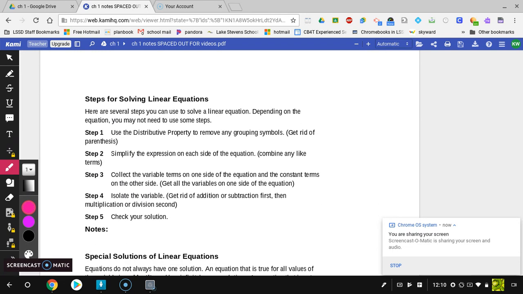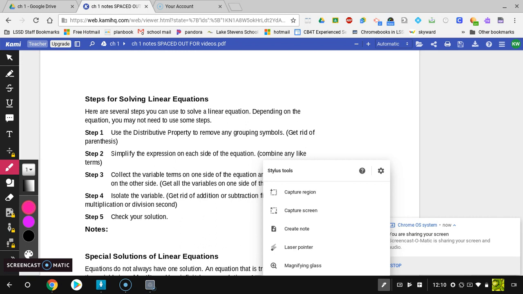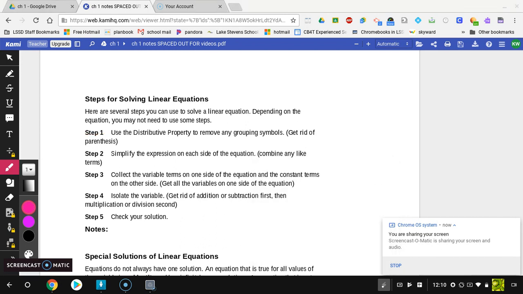So moving on to solving equations. There are several steps that we are going to be using to solve our equations. Depending on the equations, you're going to skip some of these steps. So let's see. Step 1, we're going to use the distributive property. So anytime you've got parentheses, you want to get rid of those first. The next thing you're going to do is simplify the expression on each side of the equation. In other words, you're going to look to see if there are any like terms that you can combine.